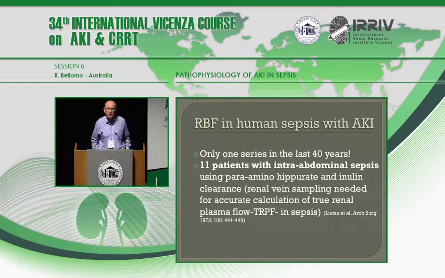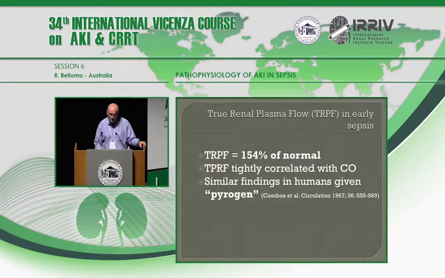Does this happen in human beings? Do we have evidence that there is vasodilatation in human beings? We really cannot measure renal blood flow easily in human beings. It's not possible to do that kind of invasive measurement. But using paraminohippurate in the 70s, there were reports in patients with intra-abdominal sepsis also showing that total renal plasma flow was significantly higher than normal.